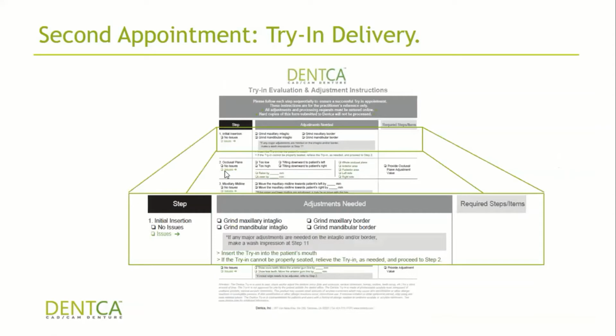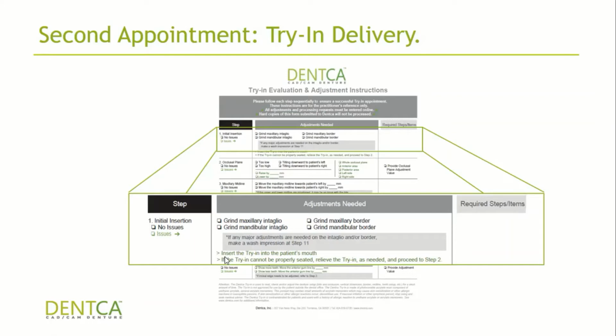Now, in this paper, you will see examples of, for example, initial insertion: did you have any issues or no issues? And then it'll basically say what to do. So did you grind the maxillary intaglio? Did you grind the mandibular intaglio or the borders? And then it'll say, okay, if there are any issues, then proceed to step 11 and do some things, insert the trine in patient mouth.